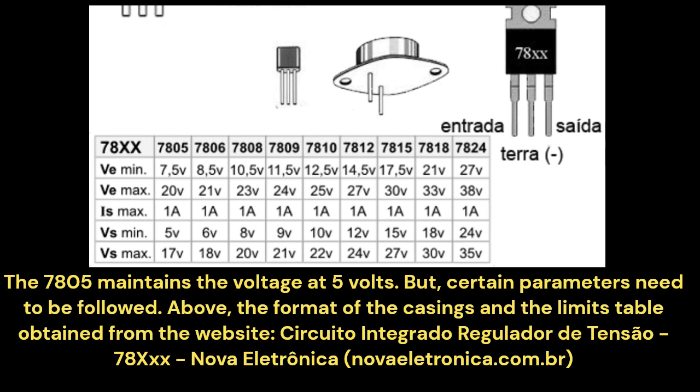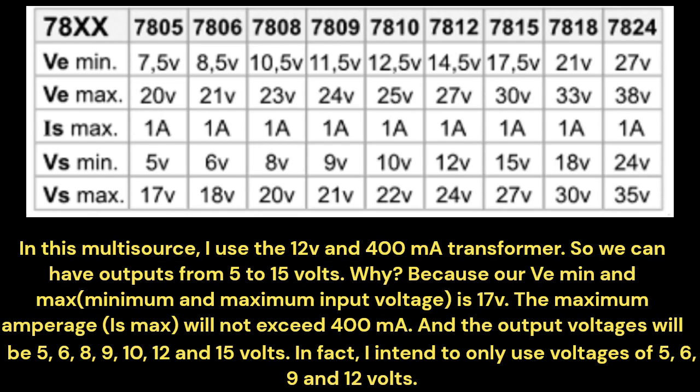But certain parameters need to be followed. Above, the format of the casings and the limits table obtained from the website. In this multi-source, I use the 12V and 400 mA transformer. So we can have outputs from 5 to 15 volts. Why? Because our VE min and max, minimum and maximum input voltage, is 17 V. The maximum amperage will not exceed 400 milliamperes. And the output voltages will be 5, 6, 8, 9, 10, 12 and 15 volts. In fact, I intend to only use voltages of 5, 6, 9 and 12 volts.